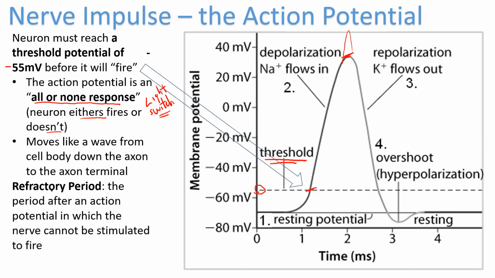Now, there's a very brief moment, I'll put in this arrow here, where we have what's called a refractory period, the period after an action potential in which this nerve cannot be stimulated. Remember, it's got to go back to a polarized state right here. So this period right here is refractory. Can't stimulate a neuron there.